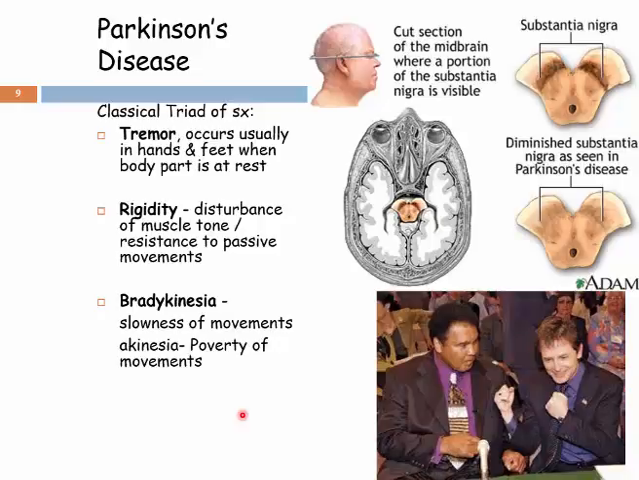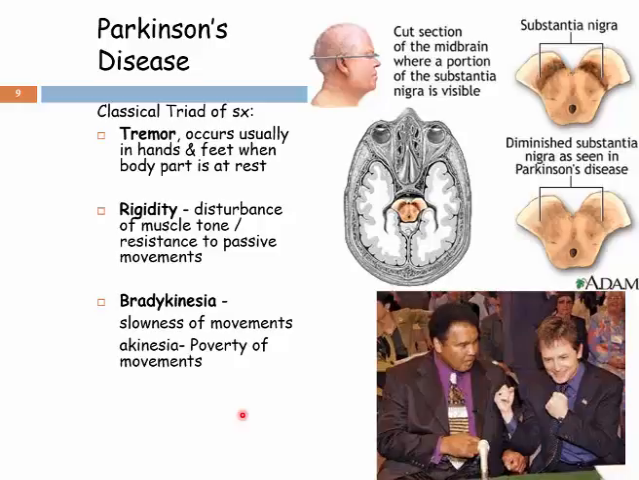Parkinson's disease is a disease characterized by the death of dopaminergic neurons in the brain. This results in the characteristic symptoms of this disease: tremor, rigidity, and bradykinesia. Tremor occurs usually in the hands and feet when the body is at rest. So if someone is just sitting in a resting position, you may see tremors in their hands.